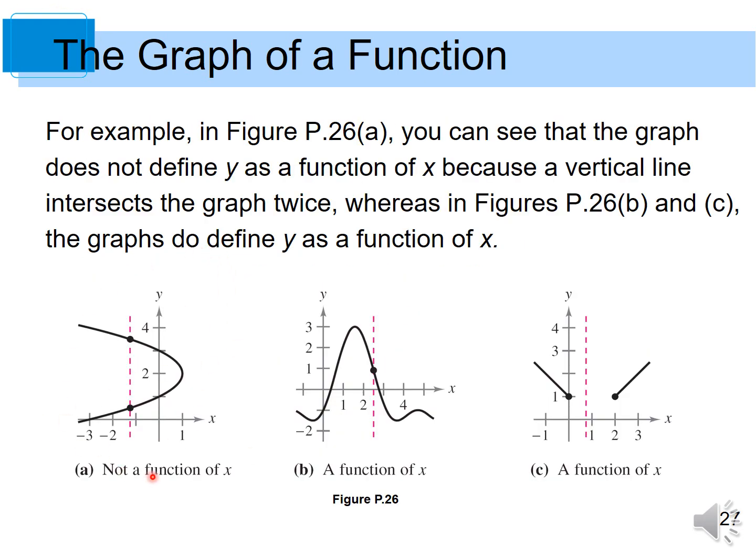In the first figure, we say this graph is not a function of x because a vertical line intersects the graph twice, at this point and this point. For the second and the third, they are functions of x because when we apply the vertical line test here, there's only one point of intersection. Same here. If you move your vertical line to the left or right, there is only one point of intersection.